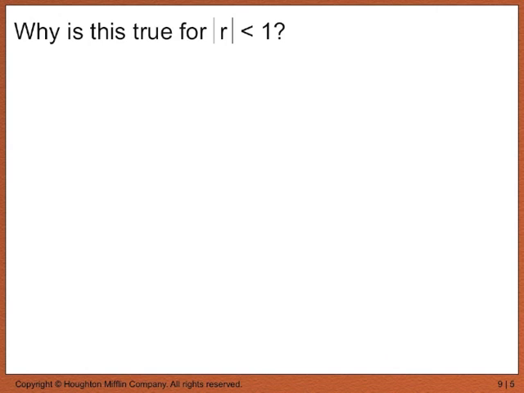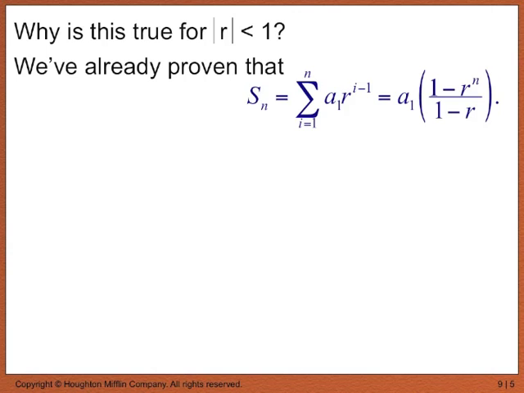All right, so why is this true for common ratios whose absolute value is less than 1? Well, we've already proven on previous screens that S sub n, the nth partial sum, equals sigma i equals 1 to n of a sub 1 r to the i minus 1 power, and that equals a sub 1 times 1 minus r to the n over 1 minus r. This is what we've derived. Okay, so we know that this is true.